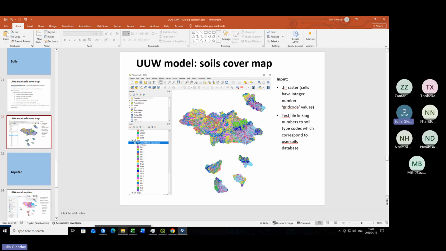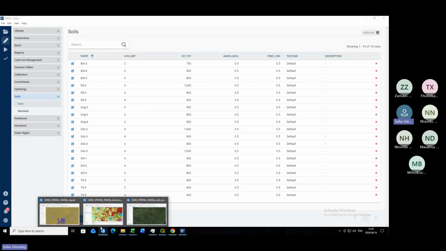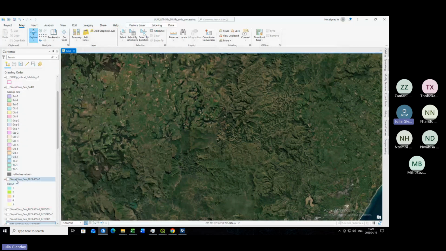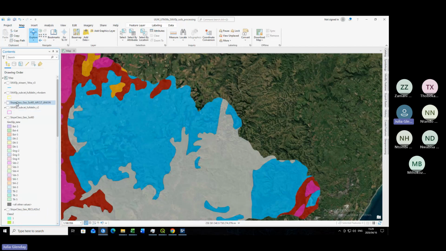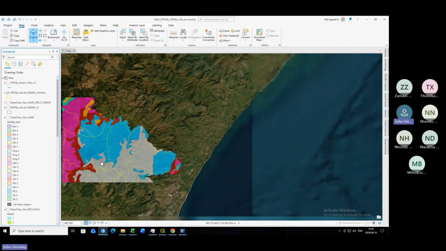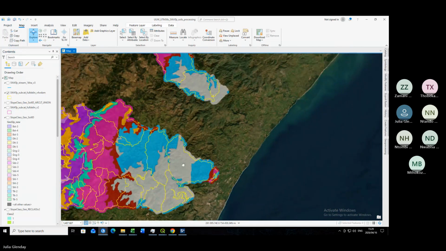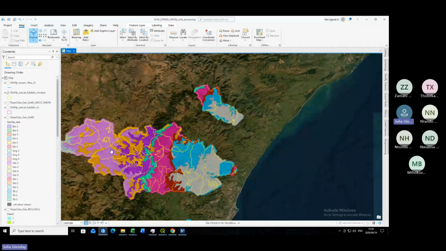Then the aquifers are input. I used the geology map with the subcatchments overlaid on it. In SWAT, there's an upland and a lowland aquifer within each subcatchment. So, sorry, there are two aquifers, the upland and the lowland.